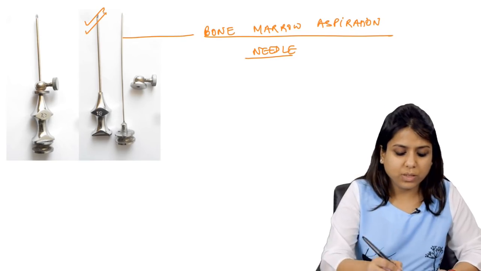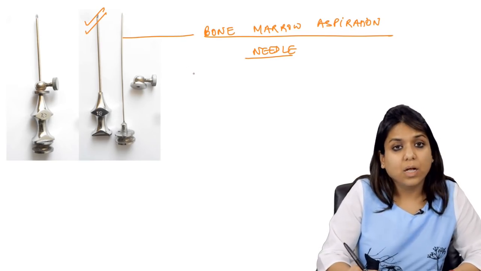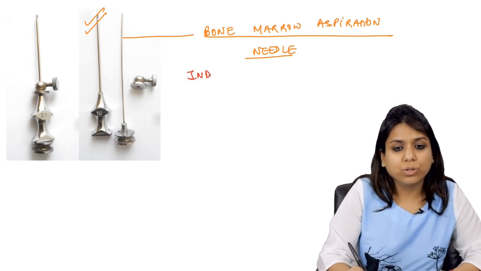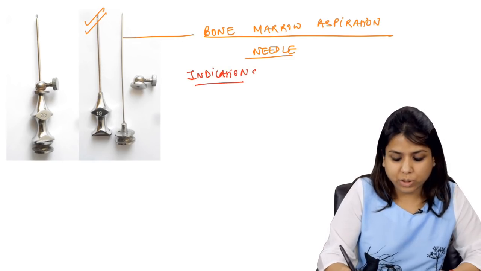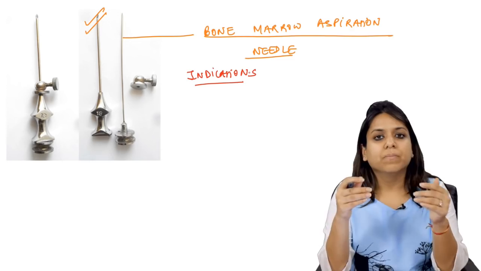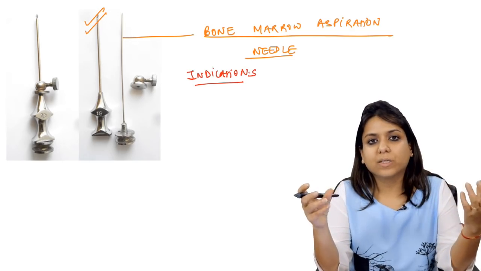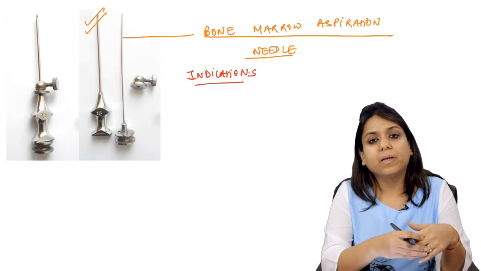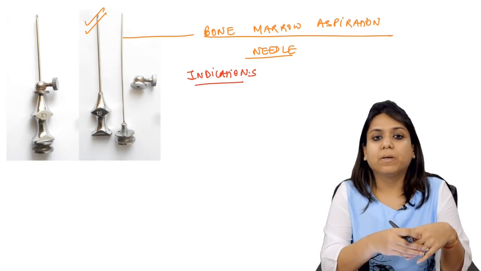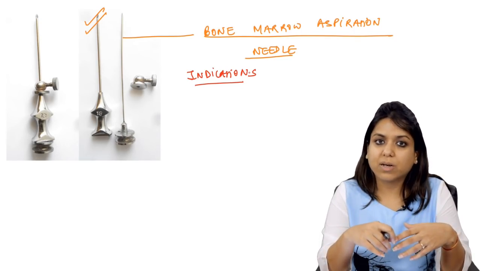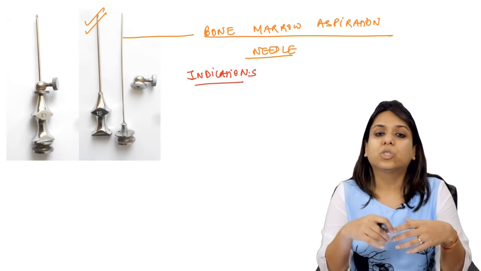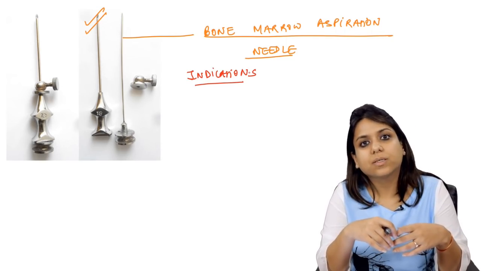Sometimes a question with this image which can be asked is, what are the indications of a bone marrow aspirator biopsy? Indications. All of you know, students, what are the indications of a bone marrow aspirator biopsy? It can be a leukemia, it can be a lymphoma, it can be a myeloproliferative disorder like CML, right? A storage disorder like Gaucher's disease, etc.